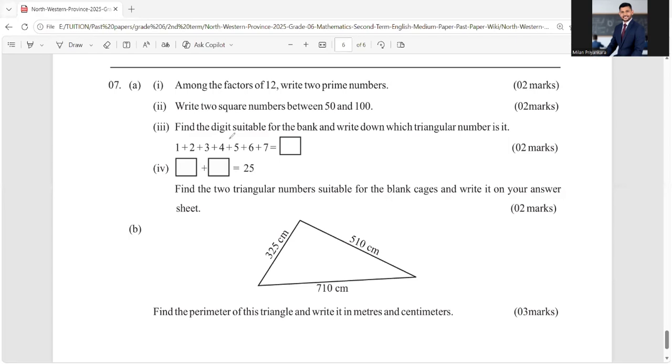Okay. Now, find the digit suitable for the blank and write down which triangular number it is. Actually, this should be blank. So I think it's a typing mistake. So it has to be blank. Find the digit suitable for the blank and write down which triangular number it is. Okay, this is 1, 2, 3, 4, 5, 6, 7. That means this is the seventh triangular number. Seventh triangular number. So you can write that. Fine.